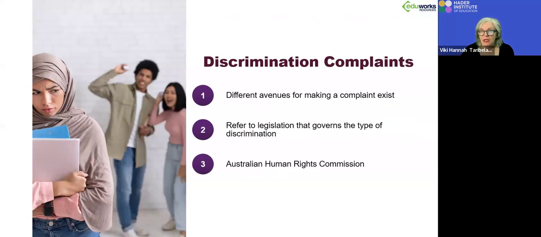But under the Discrimination Act around complaints, there are different avenues for making a complaint, and refer to the legislation that covers that type of discrimination. Part of this is your research, and you will find that on the Australian Human Rights Commission page. This is also where you can get access to the NDIS worker orientation modules. They're free to do, take about 1.5 hours, and there are 3 separate modules. And I encourage you to do that.